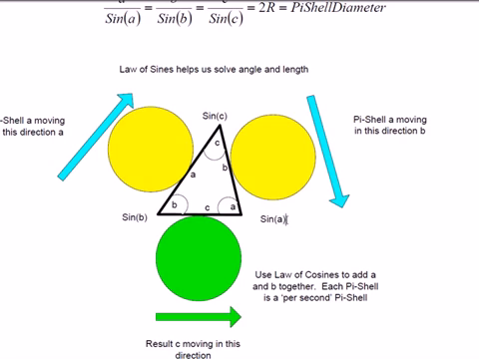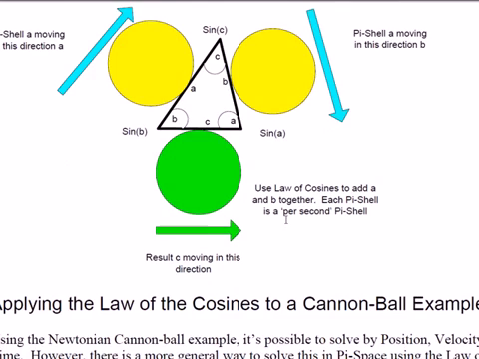To calculate the general orbit, you need to use both the law of sines and the law of cosines in PySpace. That's one way of doing it. Now let's move on to the next part of this.